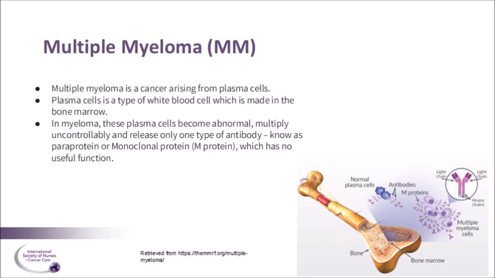Multiple myeloma is a cancer arising from plasma cells, a type of white blood cell made in the bone marrow. Healthy plasma cells help fight infections by making proteins called antibodies. Antibodies find and attack germs. In multiple myeloma, cancerous plasma cells build up in bone marrow. These cells become abnormal, multiply uncontrollably, and release only one type of antibody, known as monoclonal protein, which has no useful function.